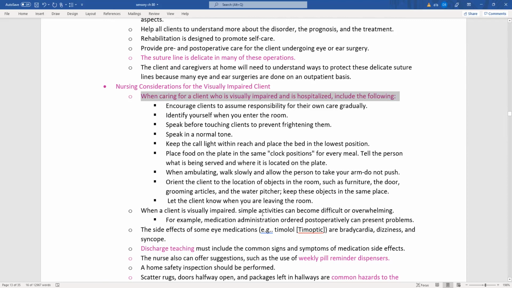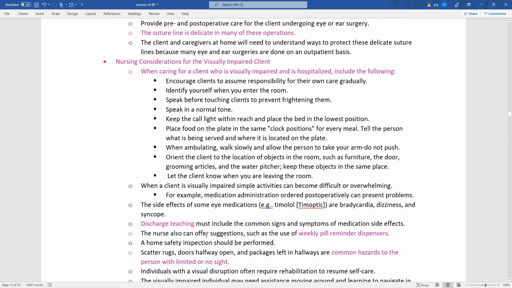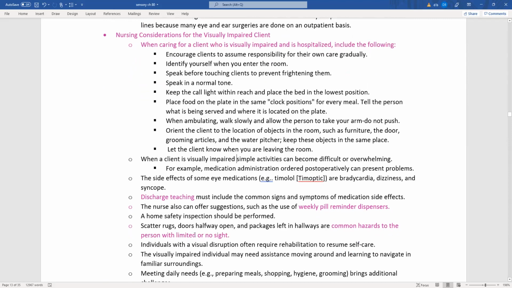So when a client is visually impaired, just some simple activities can become difficult or overwhelming, unfortunately. So, for example, med administration or the postoperative period can present problems. The side effects of some eye medications, like Timolol, that's a beta blocker, can include bradycardia, dizziness, and syncope. I always mess that word up. So discharge teaching must include the common signs and symptoms of medication side effects.